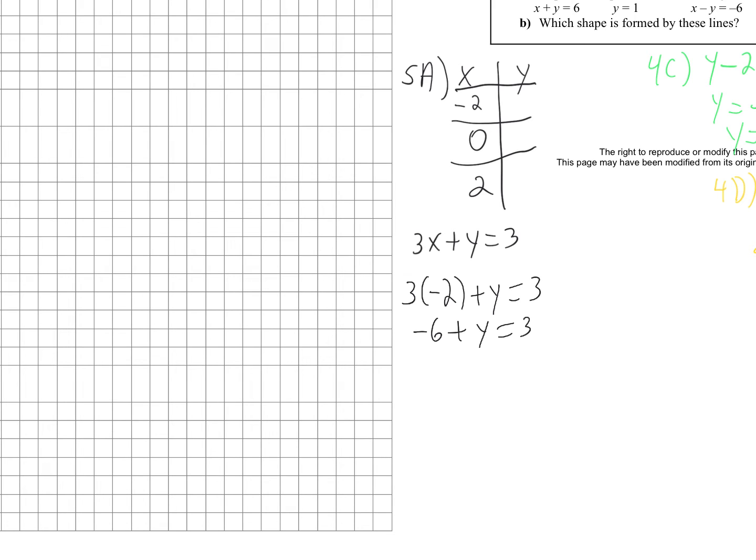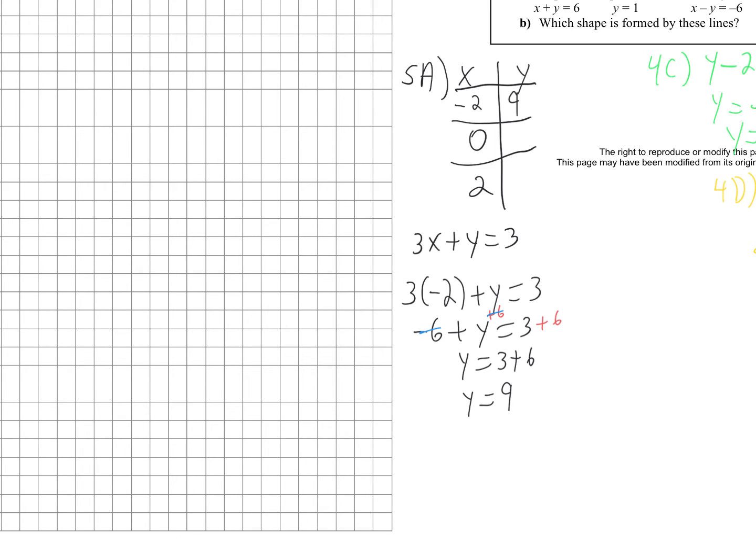Now in order for me to get rid of this -6, I need to add 6 to this side, but I have to do the same thing to this side. And these 6's cancel each other out, and I'm left with y equals 3 plus 6. So y equals 9. So this first value is 9.